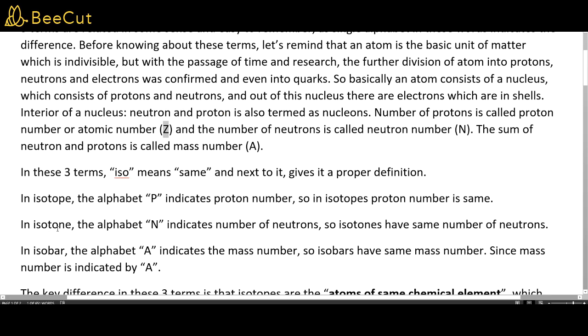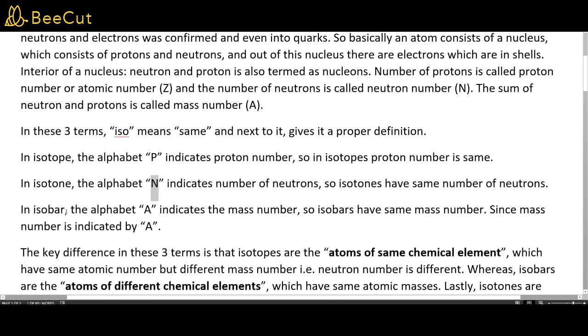In the next term, isotone, the letter N will help you remember that capital N indicates the number of neutrons. And lastly, the isobar: capital A is the mass number, which is the sum of the neutron number and the proton number or the atomic number. So A indicates that the mass number in these kinds of elements will be the same.